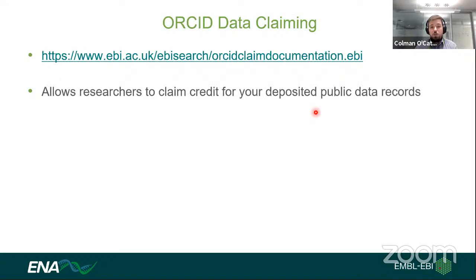A new feature that's worth mentioning is you can now claim your data in the ENA using ORCID. So if you have an ORCID, you can claim projects through this endpoint here. If you search for your project through that endpoint, you will be able to claim your data sets, which allows users to claim public data records in terms of just getting recognition for their contributions to open data.